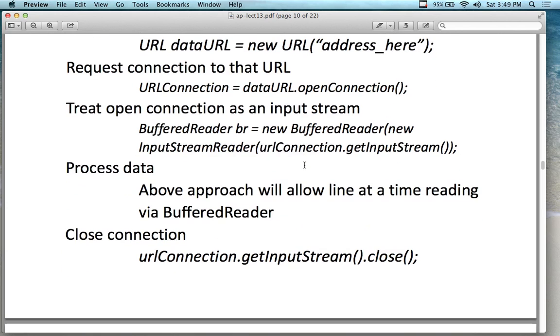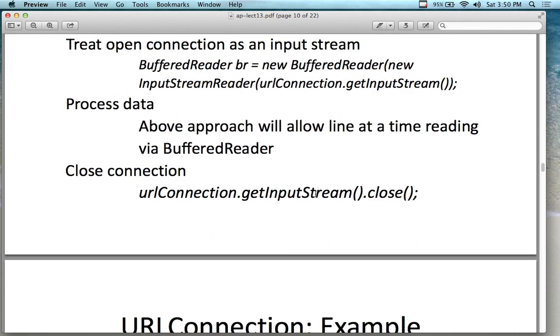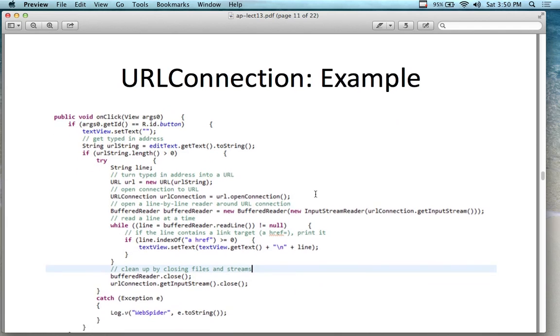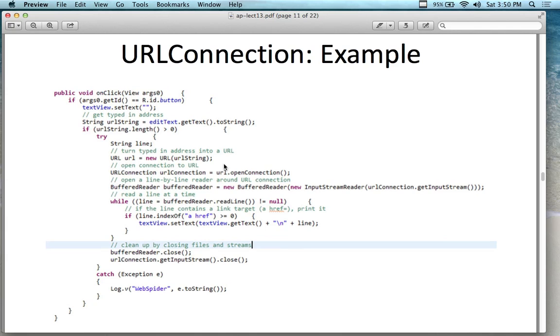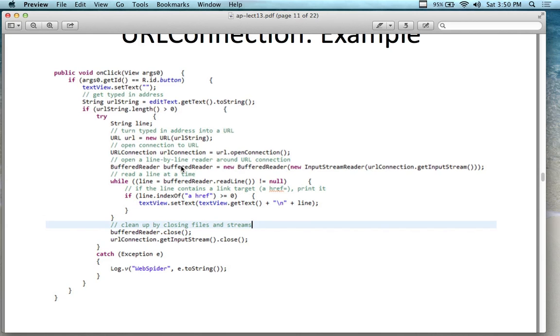In terms of processing the data itself, the approach above also allows a line at a time via the buffered reader. So we can read it line by line, word by word, file by file, in terms of the concept. If you put this into an Android app, it's a text box. It's going to go to a URL, read some data, and put it into the text view, which is kind of simple. It's one app where you can put the code on the on-click method for a button. Put a button in there, and it'll go out. You have to make sure the data is out there when you do it.